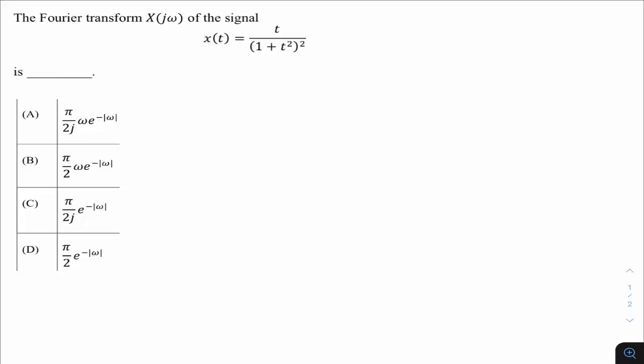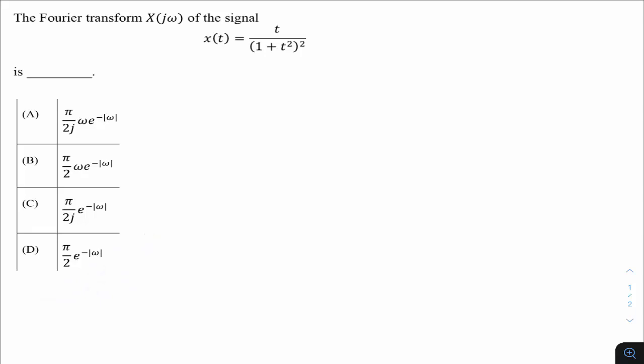This question is asked in GATE 2022 of ECE. This question is from the Signals subject and from the Fourier transform topic, continuous time Fourier transform. The question is: the Fourier transform X of j omega of the signal x of t equals t by (1 plus t square) whole square is dash. So these are the options we have.